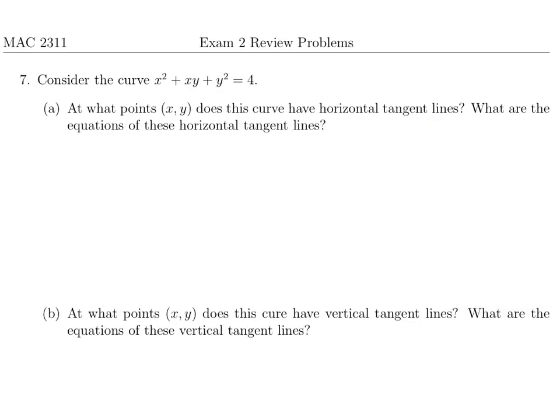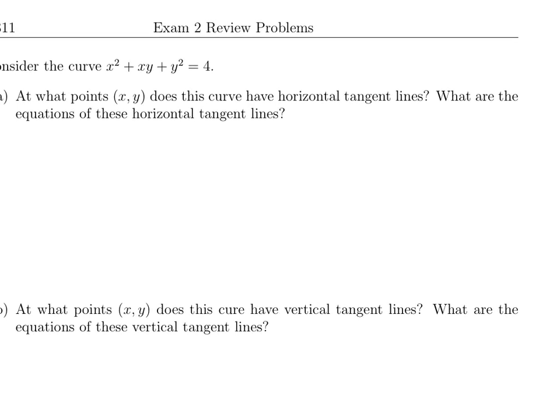Alright, so for the next one, it says, consider this curve x squared plus xy plus y squared is equal to 4. At what points does it have horizontal tangent lines? And what are the equations of the tangent lines? Now before I do that, I need to figure out what this derivative is. So I have dy over dx. So when you see the words horizontal tangent line, you're looking for when dy over dx is equal to 0.